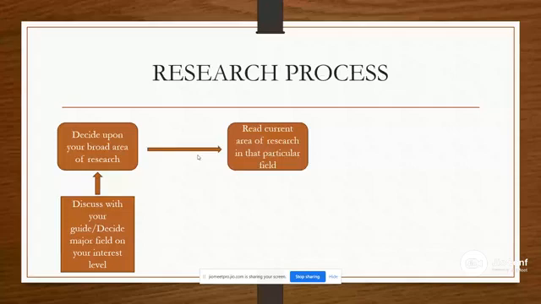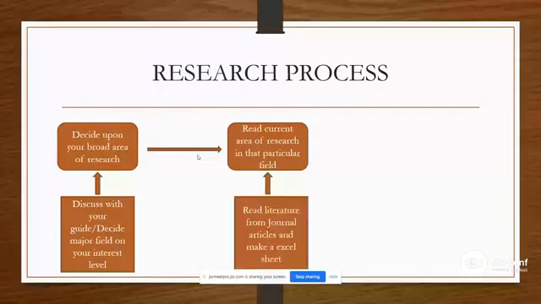Then read the current area of research in that particular field. Read literature from journal articles, and I would say make an Excel sheet. Right from the start, keep an Excel sheet. If you are reading any article, please make an entry: number one article, the name of the article, the journal name, the authors, based on what you feel is important. So it is a kind of database which you can prepare.